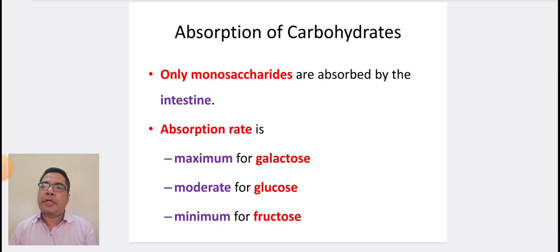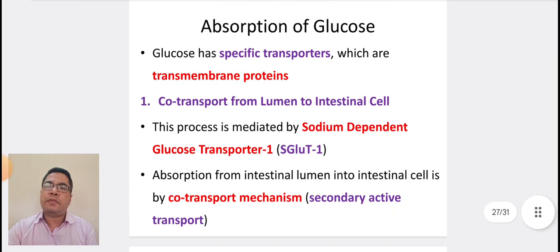Coming to absorption of carbohydrates, only monosaccharides are absorbed by the intestine. Absorption rate is maximum for galactose, moderate for glucose, and minimum for fructose. Glucose has specific transporters, which are transmembrane proteins. First, co-transport from lumen to intestinal cells. This process is mediated by sodium-dependent glucose transporter 1 or SGLT1. Absorption from the intestinal lumen into intestinal cells is by a co-transport mechanism, that is secondary active transport.